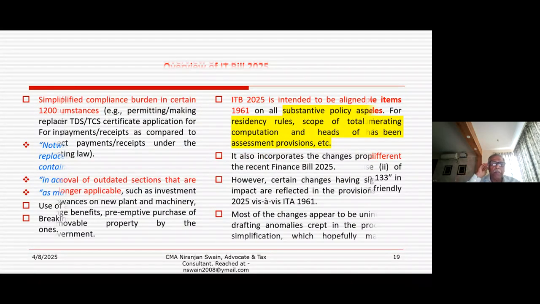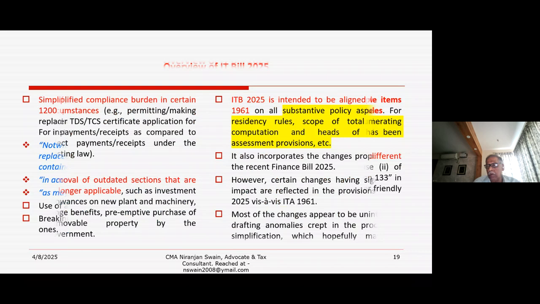And the compliance burden in certain circumstances has been presented in tabular form. All the outdated sections have been removed. Many sections were already removed as not required, so they are not kept. All the substantive policy I already told you. The changes proposed in the recent Finance Bill are also incorporated in the new bill.